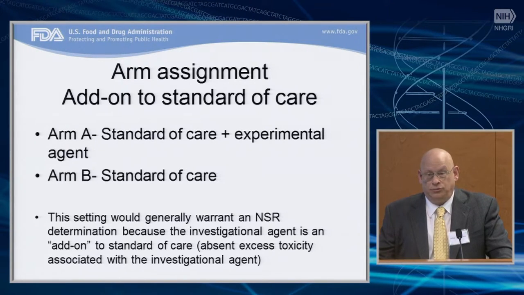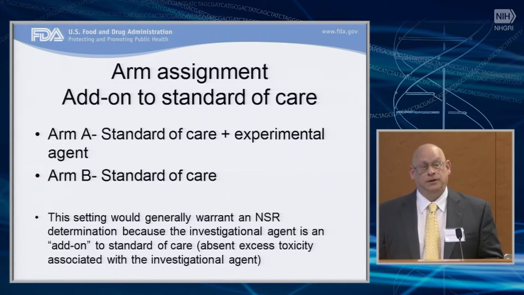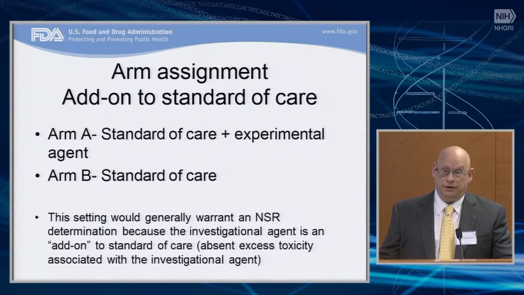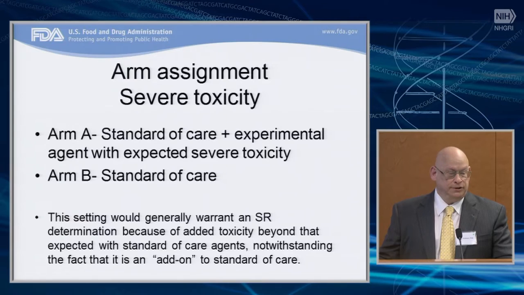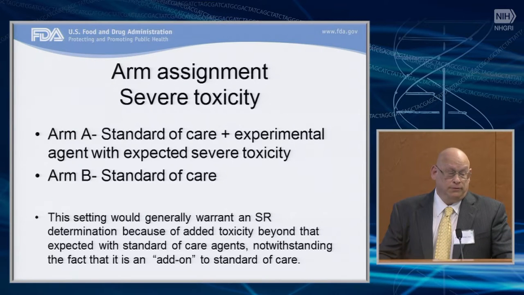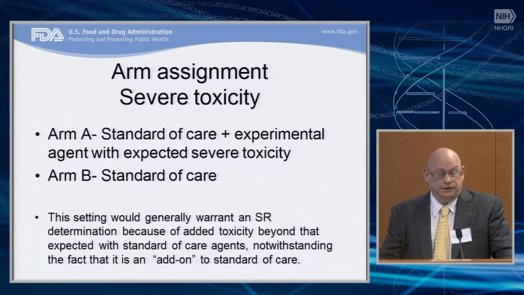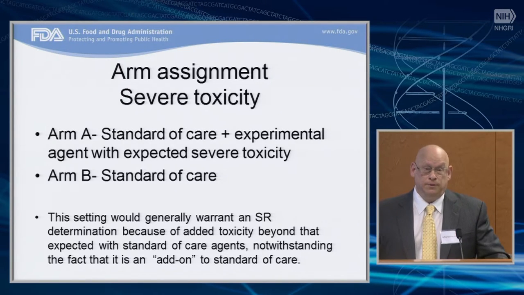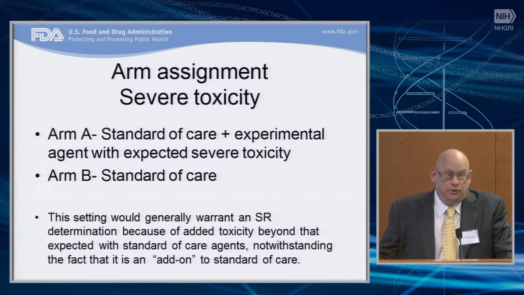There are some situations where there's usually not a lot of information available about toxicity of experimental drugs, but sometimes we have enough information to know that an agent is particularly toxic or more toxic than what the patient would have otherwise received. So, a study where everybody gets standard of care, but in one arm, the experimental agent has expected severe toxicity. If the arms are divided by marker positive, marker negative, in other words, if the test determines which arm the patient's going to, this would be an SR trial, because the patients would be undergoing added toxicity beyond that expected with standard of care agents.